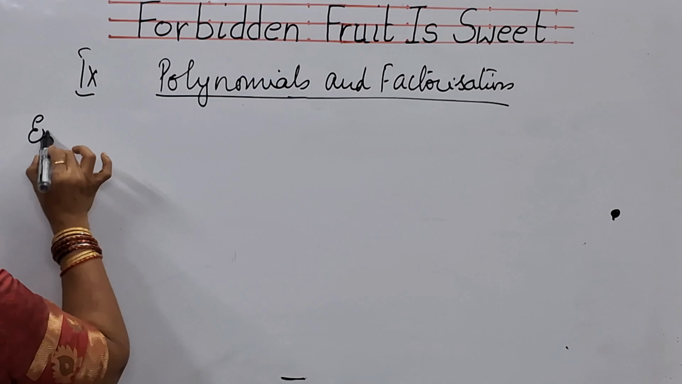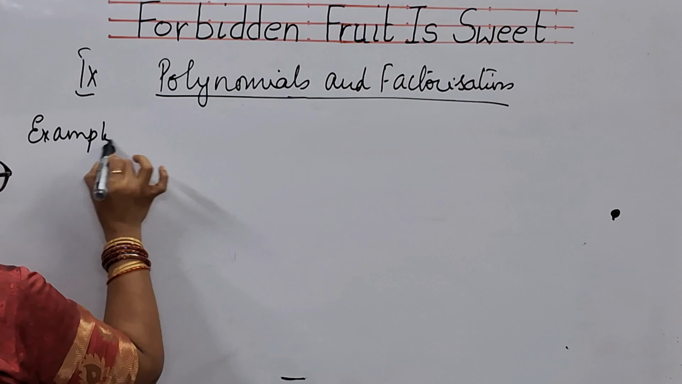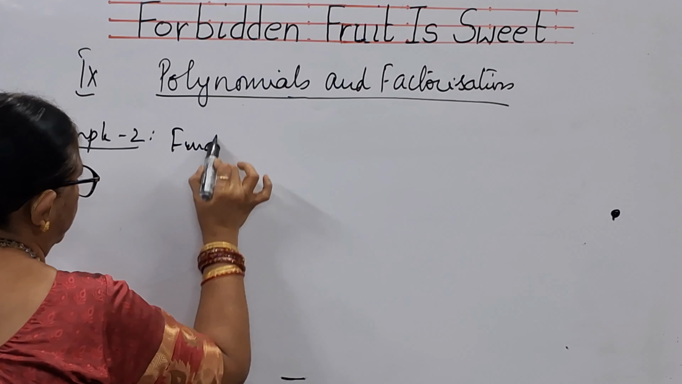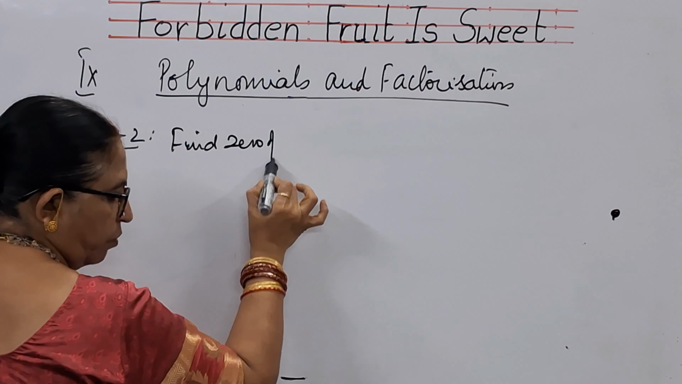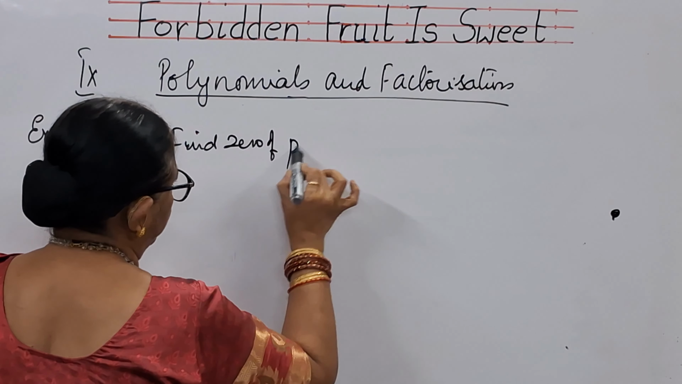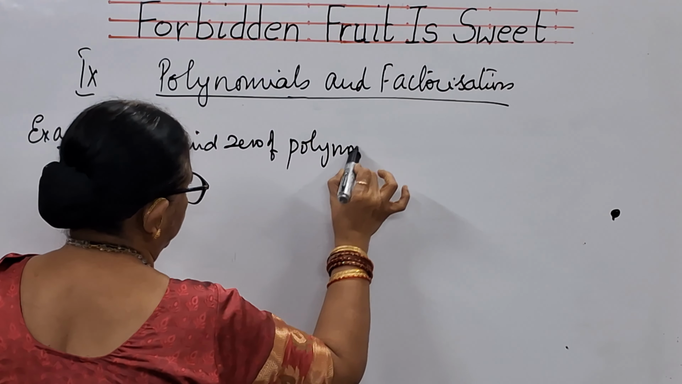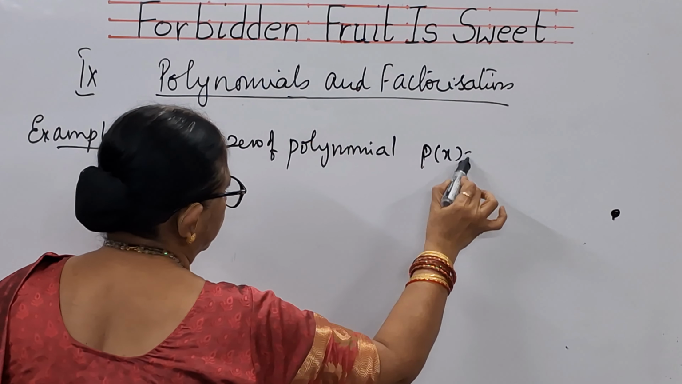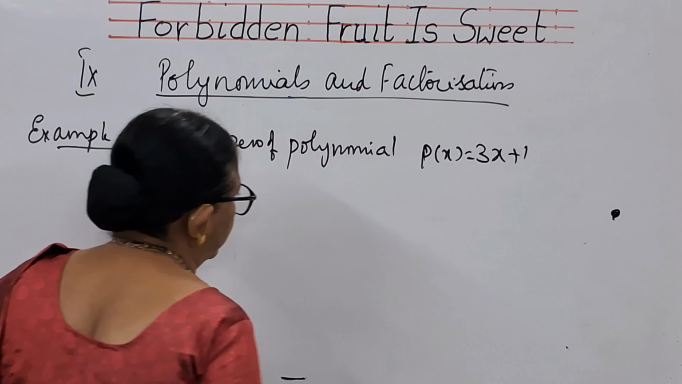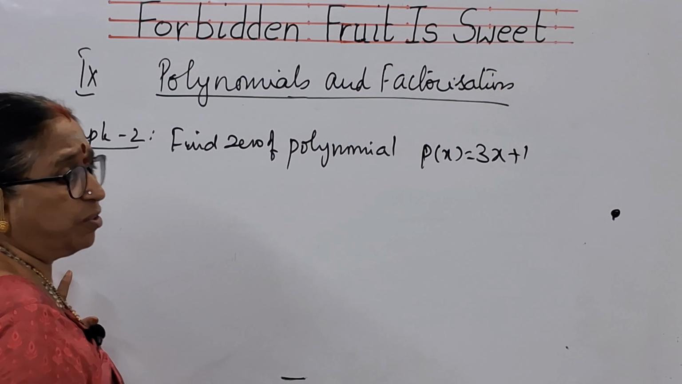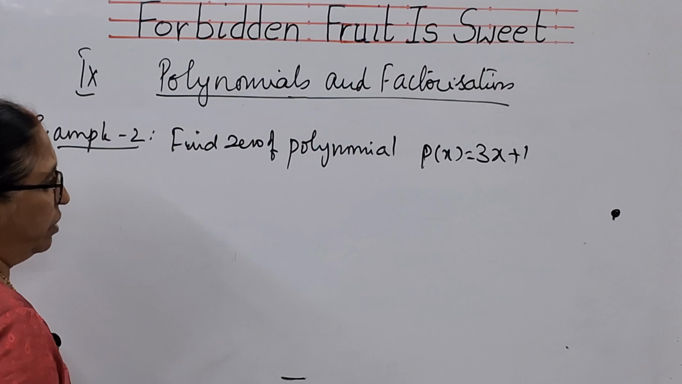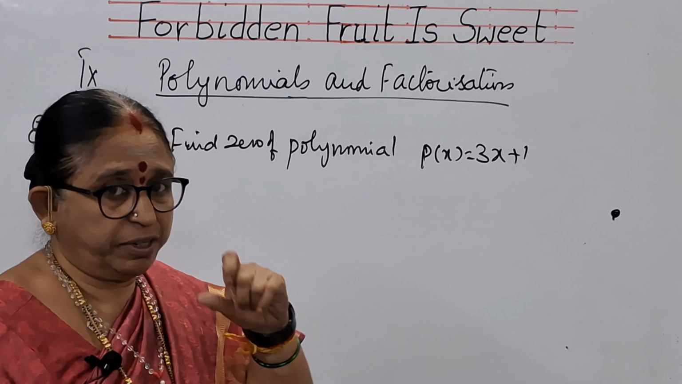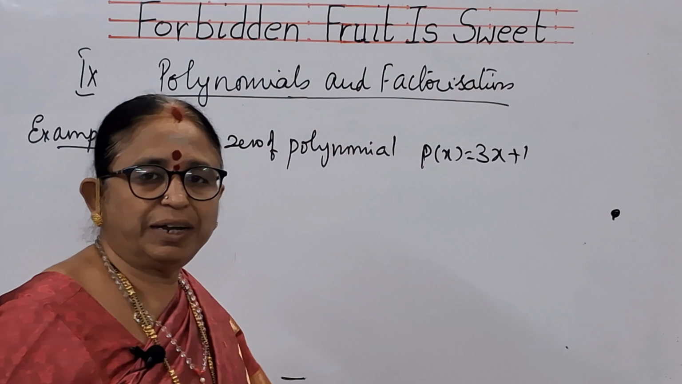Example 2. Find the zero of the polynomial p of x is equal to 3x plus 1. If they have given various values, you can determine, children. If they have not given, we know that the zero of a polynomial means if you substitute the value of a variable, you should get 0.